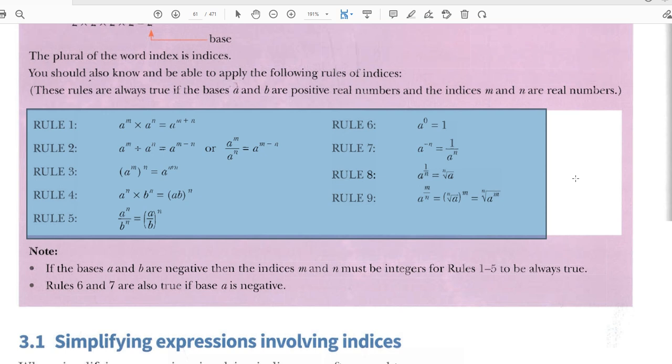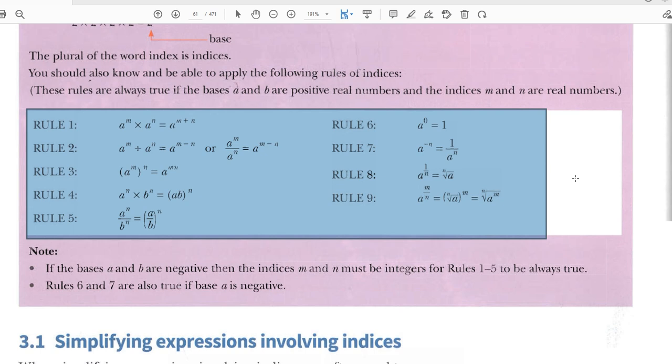So a to the power m times a to the power n is always equal to a to the power m plus n. Rule 2 is a to the power m divided by a to the power n is always equal to a to the power m minus n. You can say power or you can say exponent, both are the same. This rule says if two same bases are divided, then their exponents or powers can be subtracted. So m upon n can be m minus n.